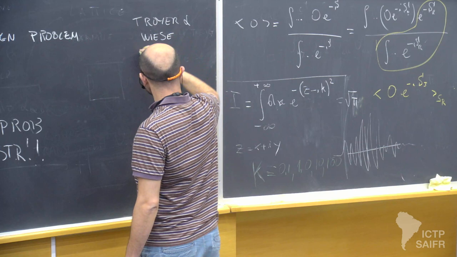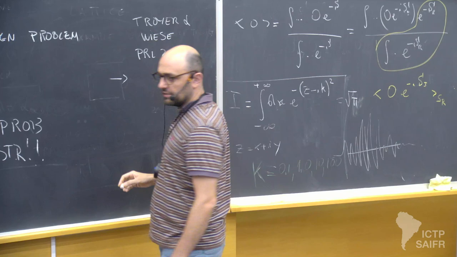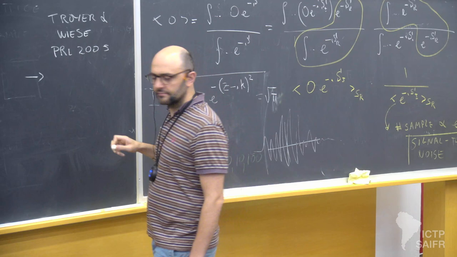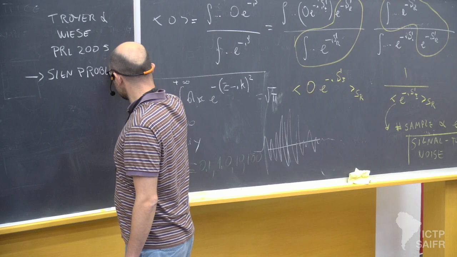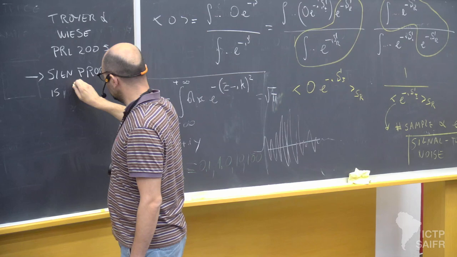It's a PRL in 2005. Essentially, the claim of this paper is that there are instances of the same problem which are NP-hard. Let me write it like this: it is NP-hard. In fact, certain instances, but okay, that's the concept.